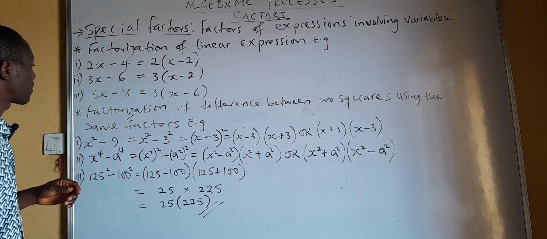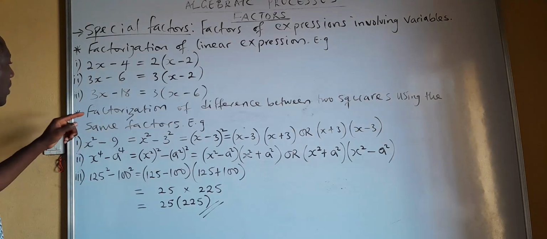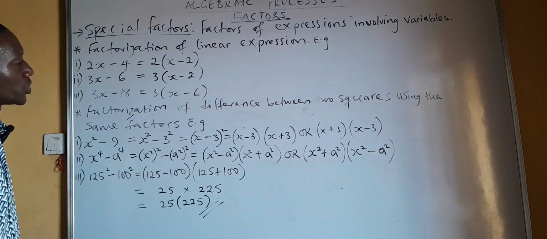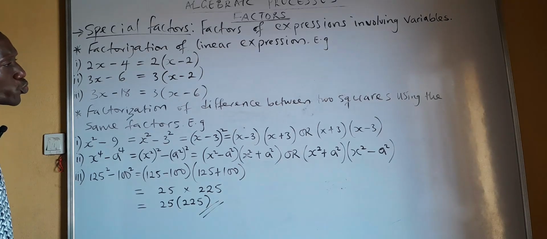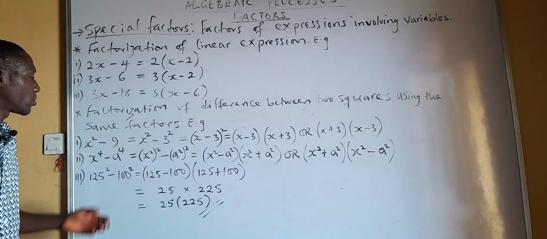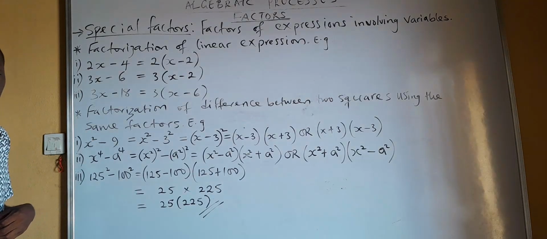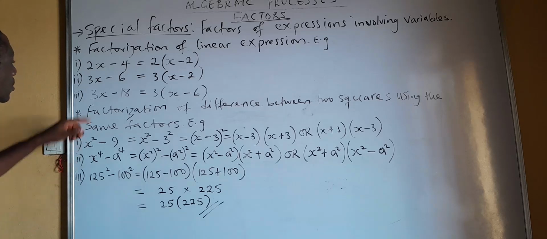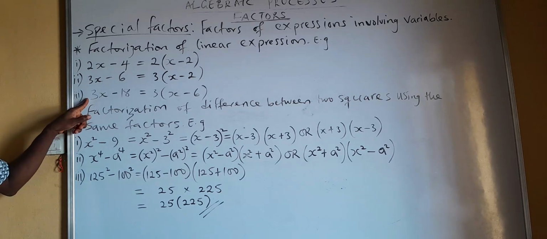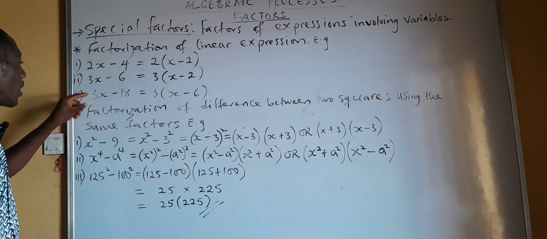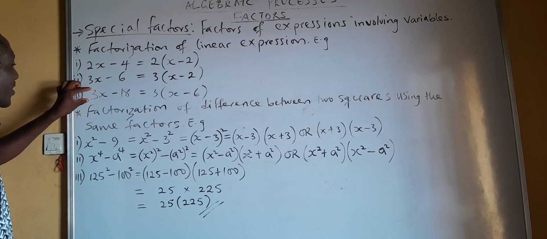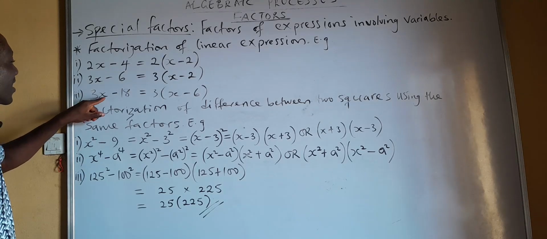Then the next one is factors of difference between two squares using same factors. Okay, I forgot to explain this. Let me explain this. This is 3x minus 18.